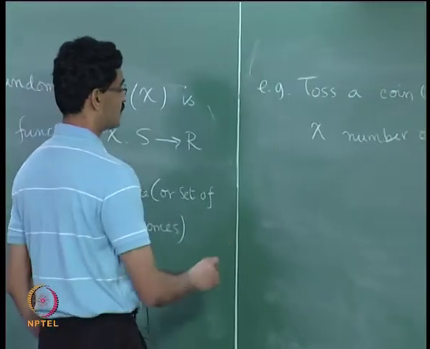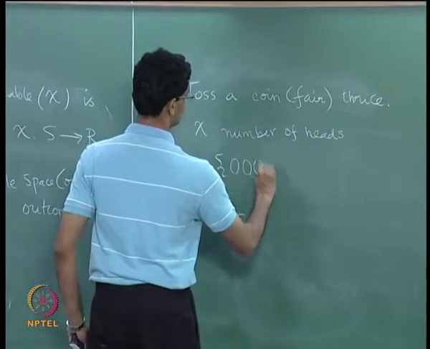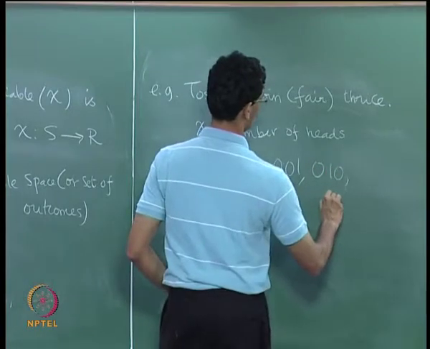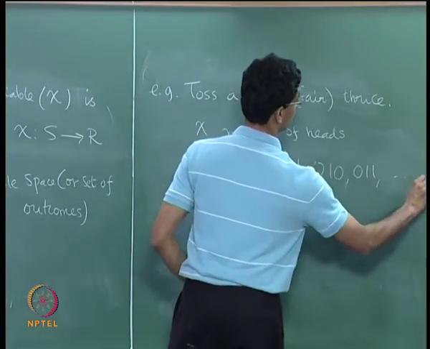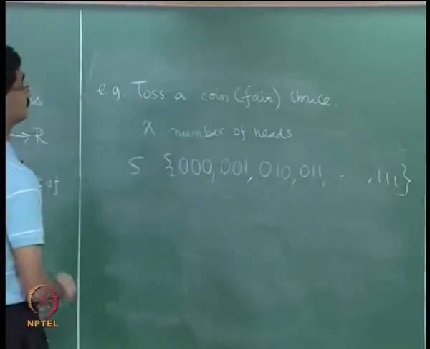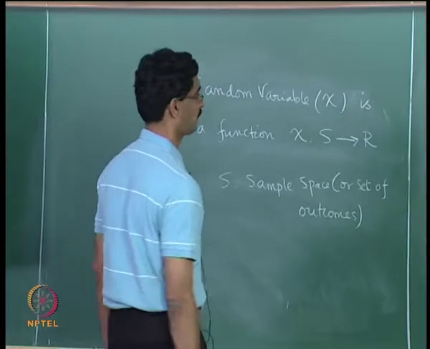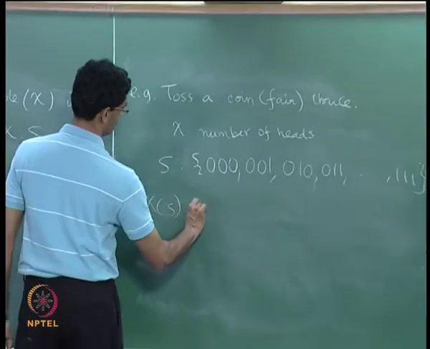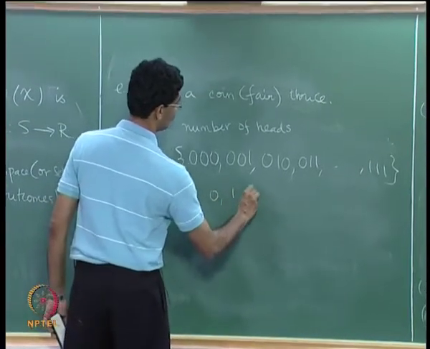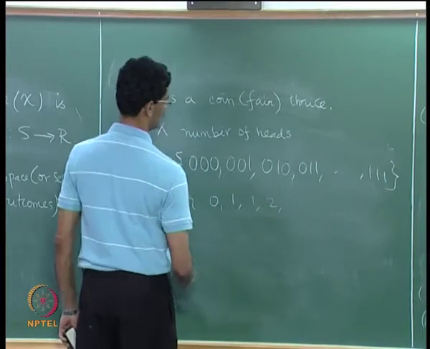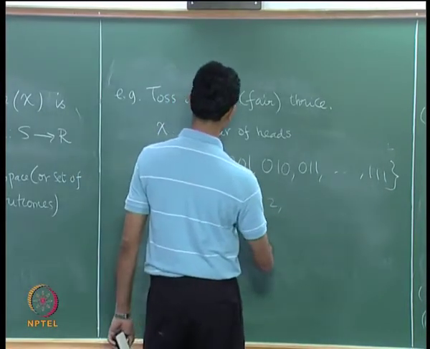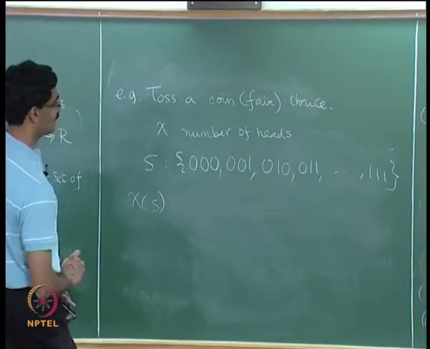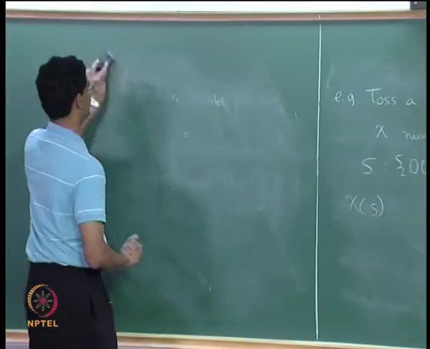So what are the possible values? What is the sample space here? Right, and the corresponding X of S will be 0, 1, 1, 2. So it is not a set, it is the corresponding value of S, right. So just leave it this way. Okay, this is where I will have to redo this. Okay, fine.